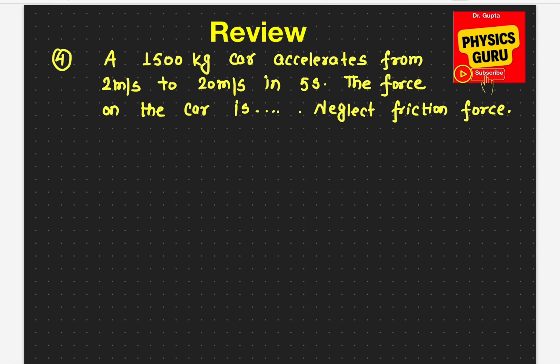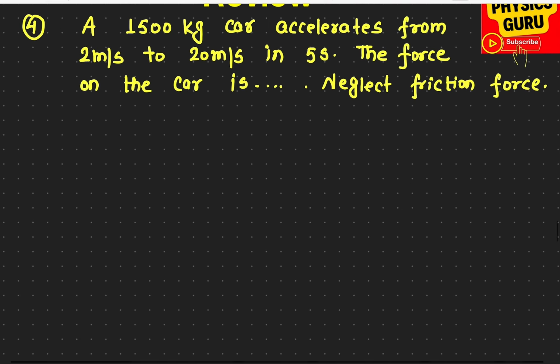So we are given a 1500 kilogram car that accelerates from 2 meters per second to 20 meters per second in 5 seconds. What is being asked is the force on the car. So here is how I calculate. I won't write all the detailed information, but first you have to find out the acceleration. And how do you find the acceleration? The acceleration is the change in velocity, so final velocity minus initial velocity divided by time.